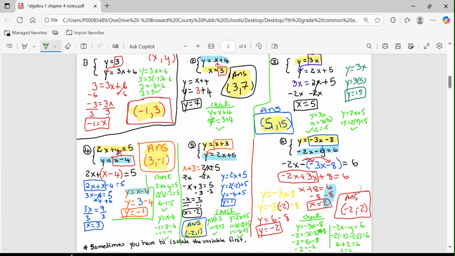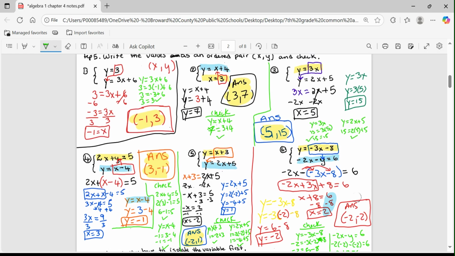All right, so for number 2, we would have gotten (3, 7), and I checked it. You should have checked it. Number 4, we would have gotten (3, -1). I substituted the blue into the yellow, the y for the y because the y was isolated. Number 5, we should have gotten (-2, 1), substituted from the yellow into the blue because y is by itself.